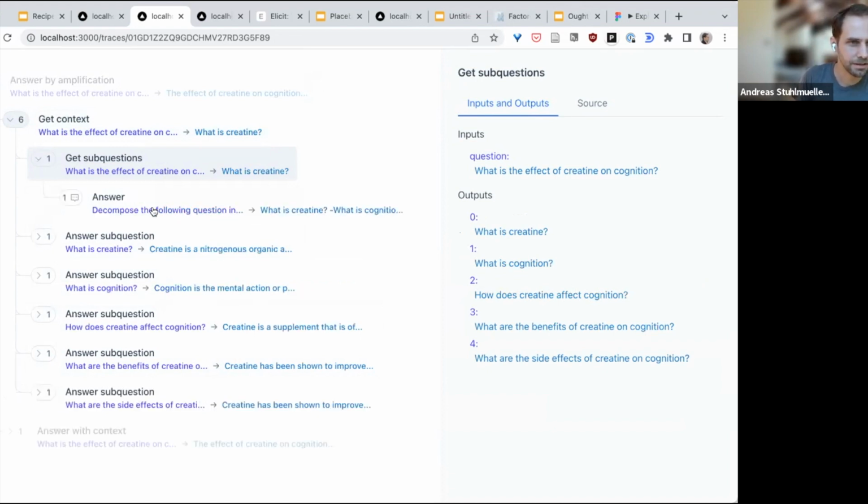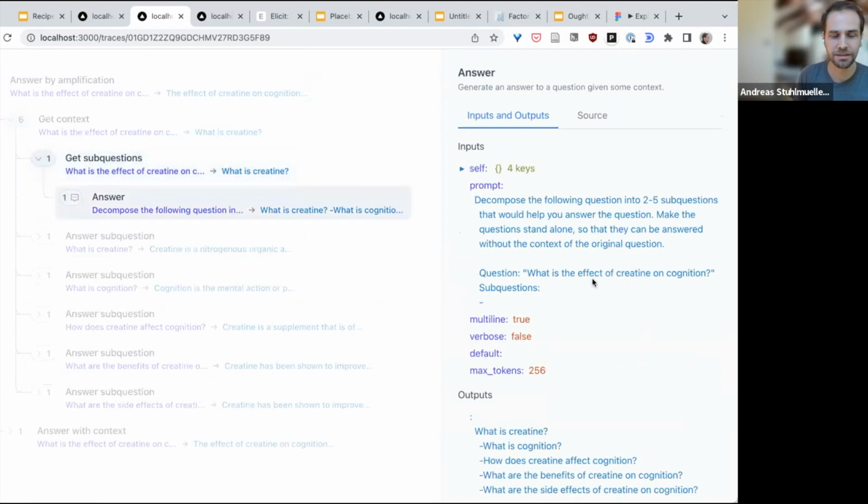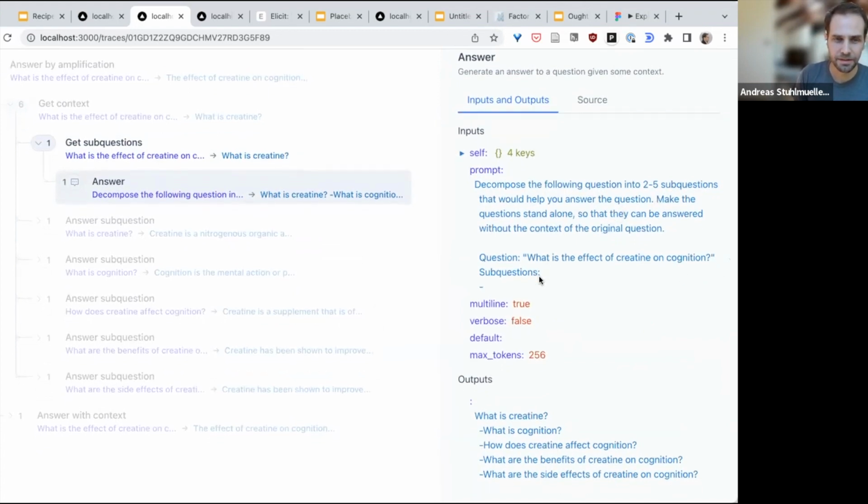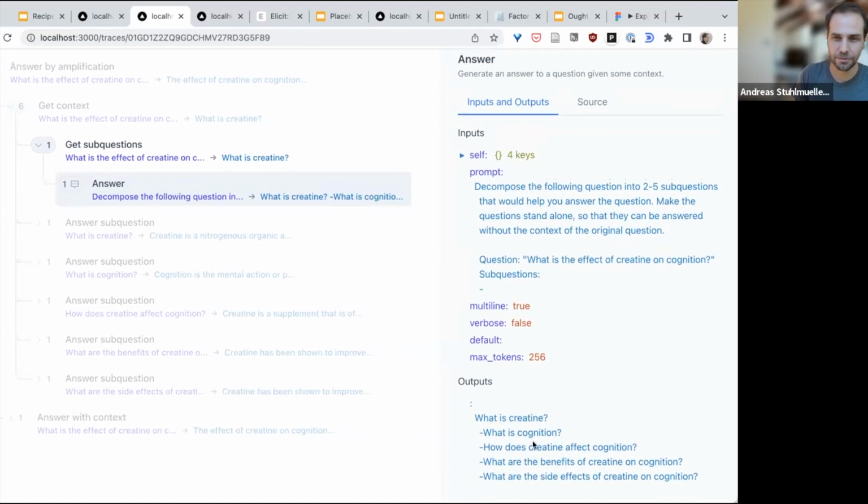I can look at how the model actually generated the sub-questions. I had a prompt that said something like, decompose the following question into 2 to 5 sub-questions that would help you answer the question, make the question stand alone. And then here's the output that the model generated. What is creatine? What is cognition? How does creatine affect cognition? What are the benefits? What are the side effects?